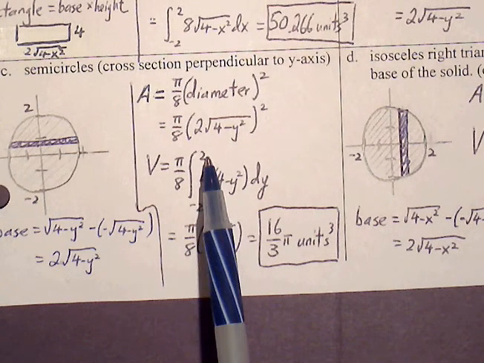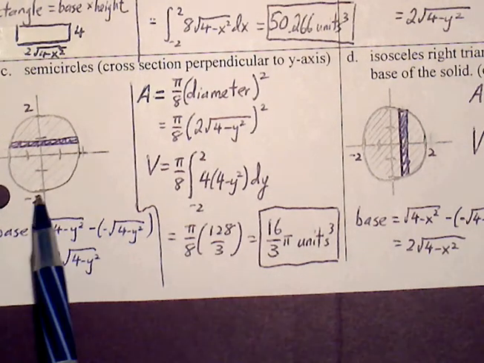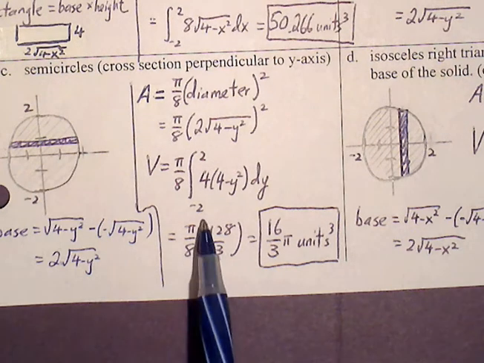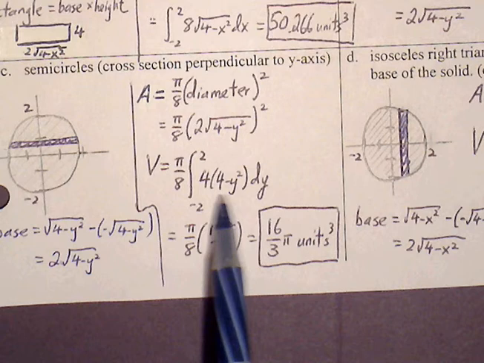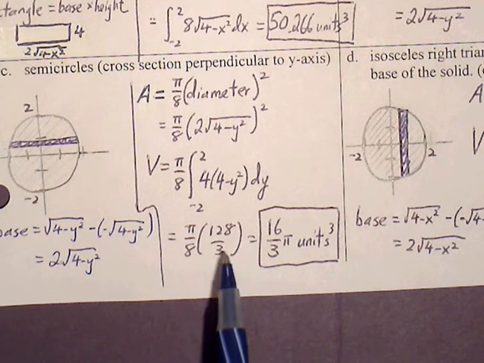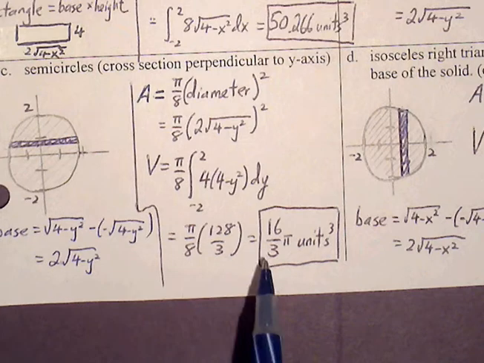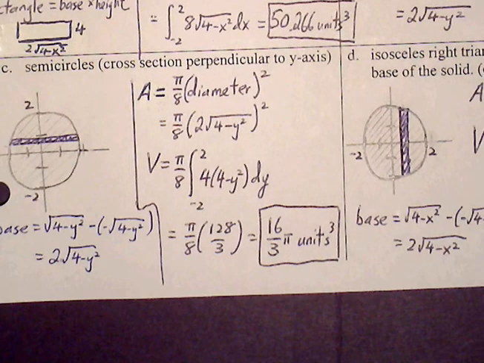Again, the bounds will be the same as from part B, from -2 to 2. These are the y values that we're using. We plug this in our calculator. We're going to get 128/3 as well. Times pi over 8, we get 16/3 pi cubic units.